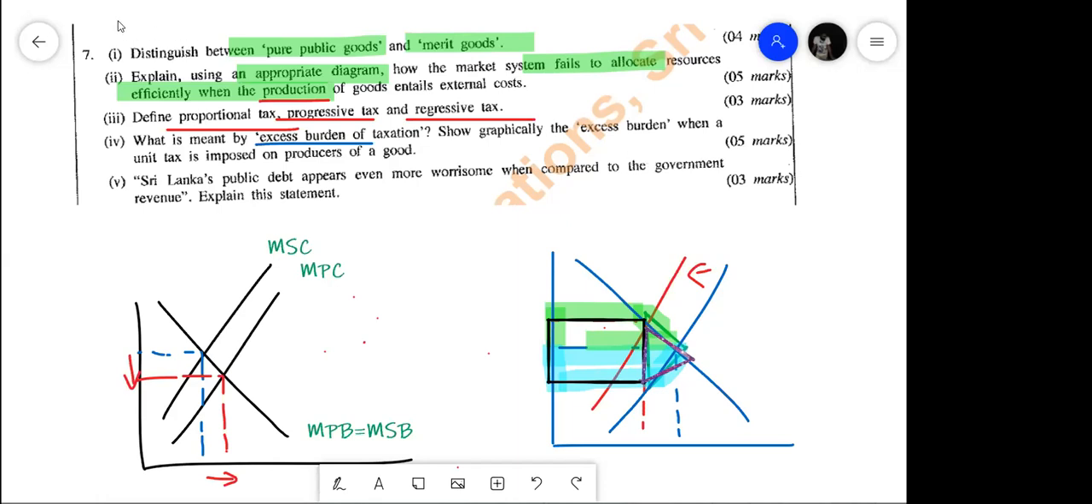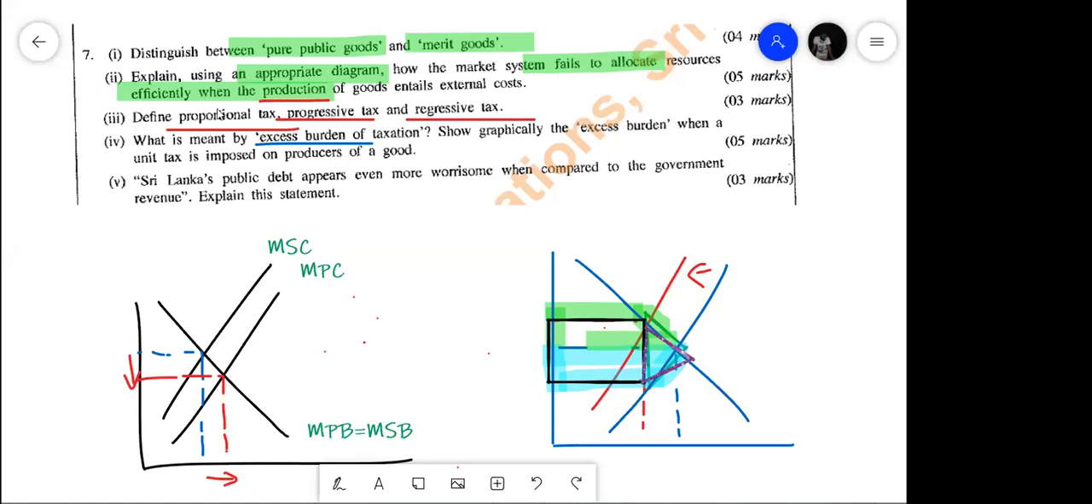Okay, so we discussed 3 questions, very basic questions. One is pure public good and merit goods, the difference between that. So you talk about the features and talk about pure public goods not being produced at all. Merit goods are kind of underproduced. Then the second question, what you need to talk about is a negative externality in production. So you draw the diagram, about the negative externality in production. And then you talk about how the market fails, the fact that they are overproducing it, they're charging a price too low, right? You explain that story.